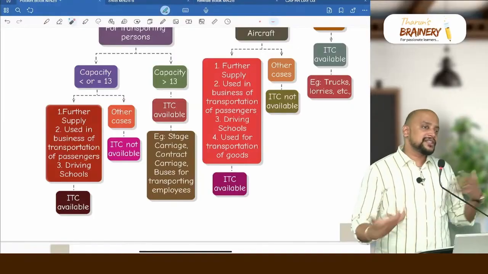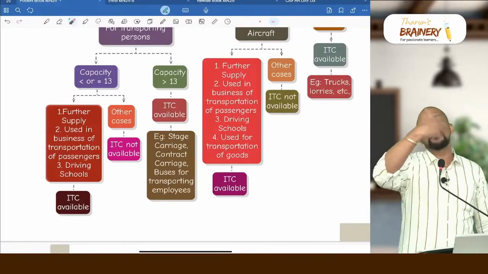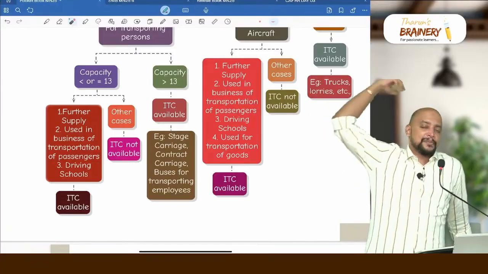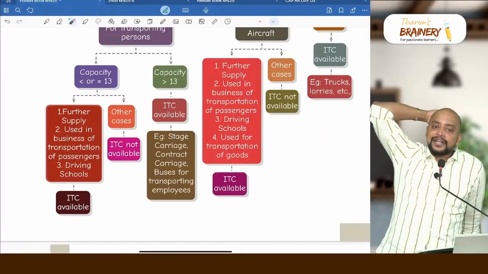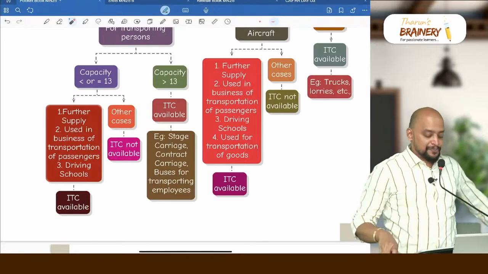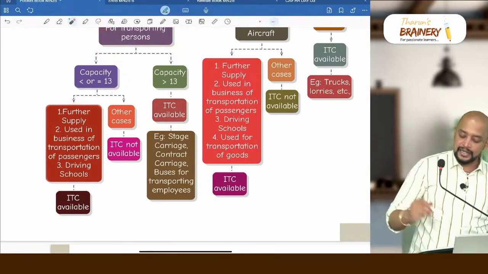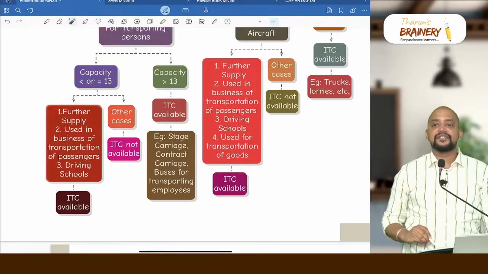I am engaged in inward supply of cars and outward supply of cars. I can definitely take ITC because the inward supply of car is used for further supply, and supply also includes renting. I am into business of renting. Can I take ITC on the cars purchase? Yes. Cars is a motor vehicle for transporting persons, capacity does not exceed 13. So definitely ITC is available if it is further supply.